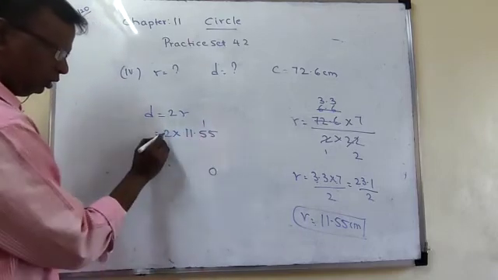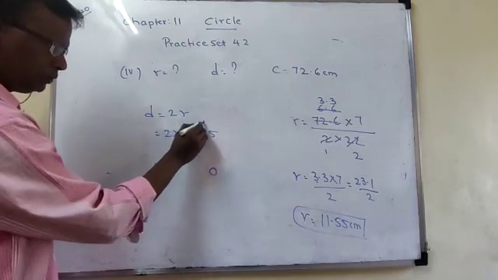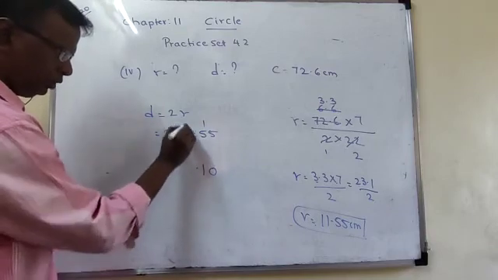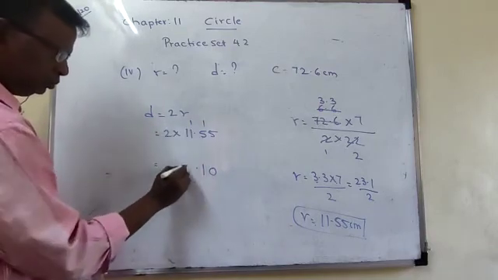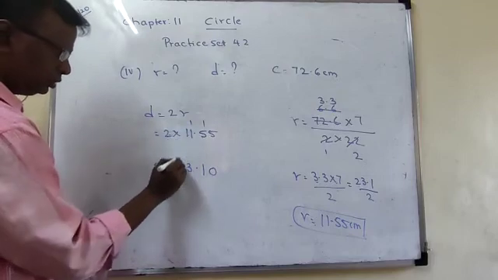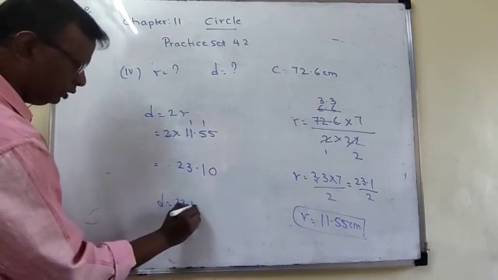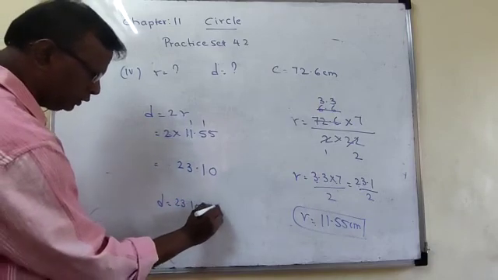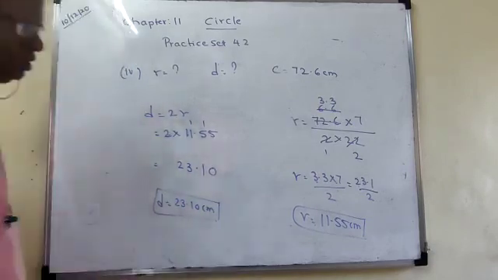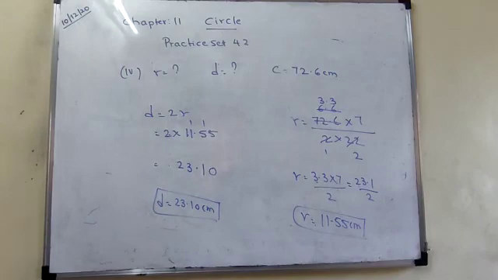Multiply. 2 5s are 10. 1 carry. 2 5s are 10, 10 plus 1, 11. Point here, 1 carry. 2 1s are 2. That is 3. 2 1s are 2. Okay. Therefore D is equal to 23.10 centimeters. It is fine even if we don't take the 0. Understand? Any doubt, students? Okay.